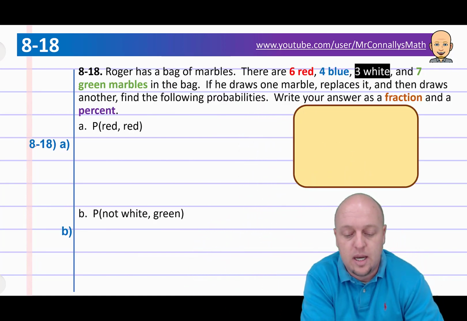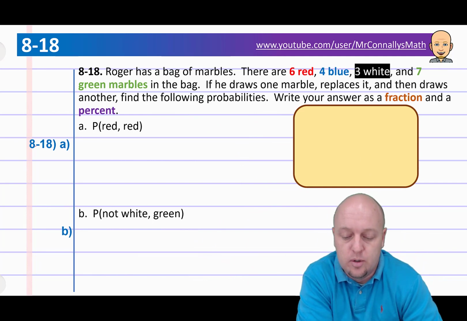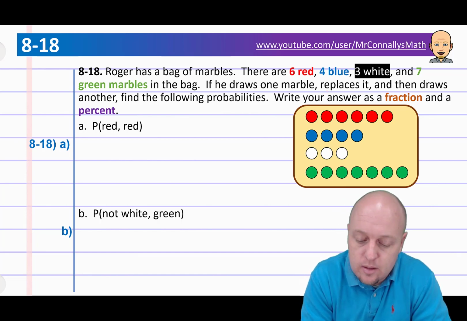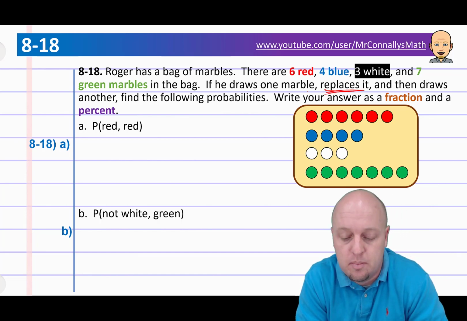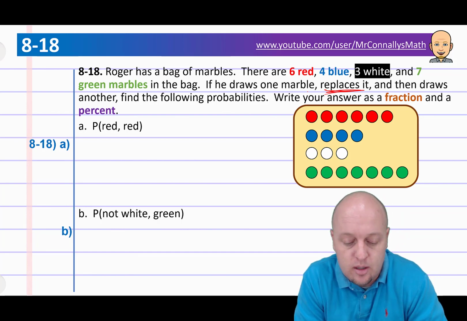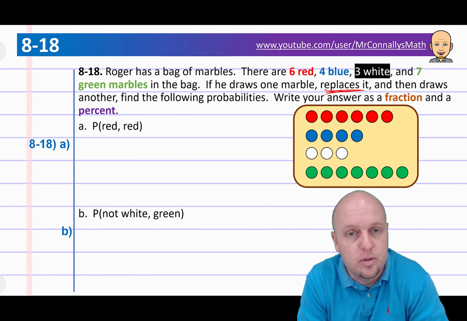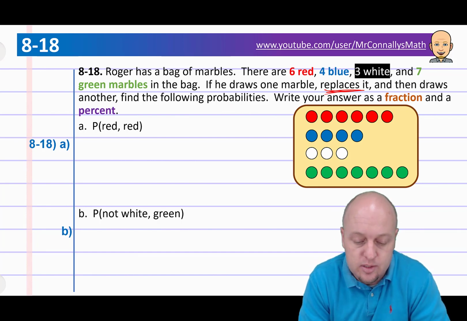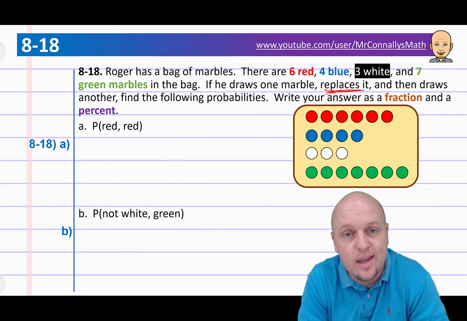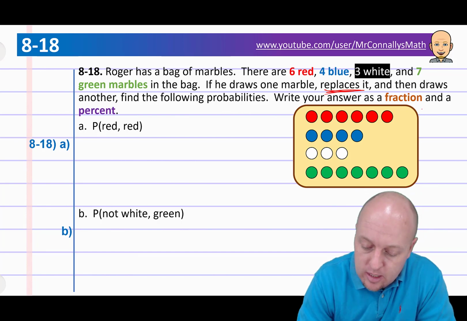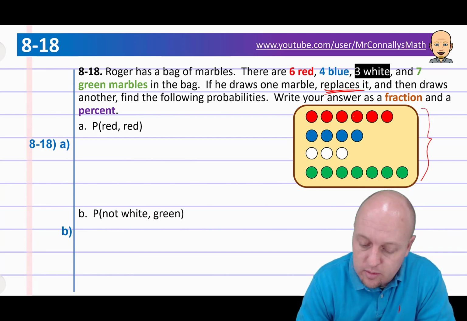Question 18. Roger has a bag of marbles. There's 6 red, 4 blue, 3 white, and 7 green. If he draws 1 marble, replaces it, notice this is replacement, we put it back, and then draws another, find the following probabilities, write your answer as a fraction and a percent. Okay, so the probability of red and then another red. Well, let's look. How many total marbles do we have?